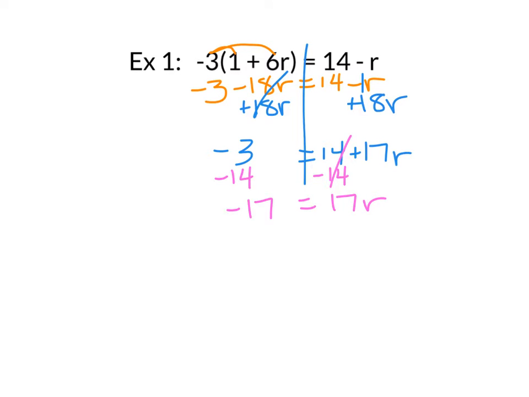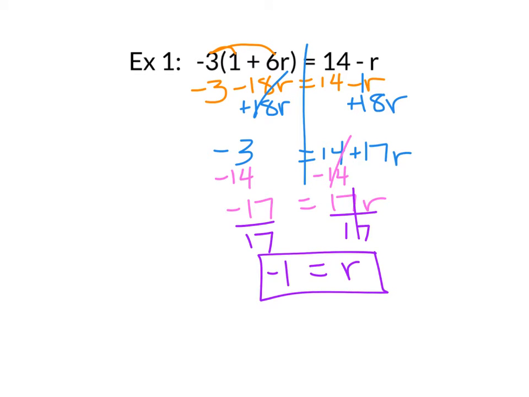And then my last step is to divide. You always want to divide by the coefficient. That's the number in front of the variable. So divide by 17, mark those out, we get r equals, and then negative 17 divided by positive 17 is negative 1. So r equals negative 1.